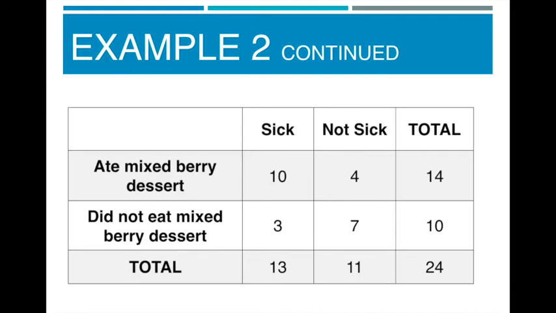Here we have our 2x2 table. You can see the values filled in from the prompt on the previous slide. So we'll use the formula for an RR since this is a cohort study. Our answer comes out to be 2.38. So in this example, those who ate the mixed berry dessert were 2.38 times more likely to become ill than those who did not eat the mixed berry dessert. This is also what I expect as a write-up for your homework.